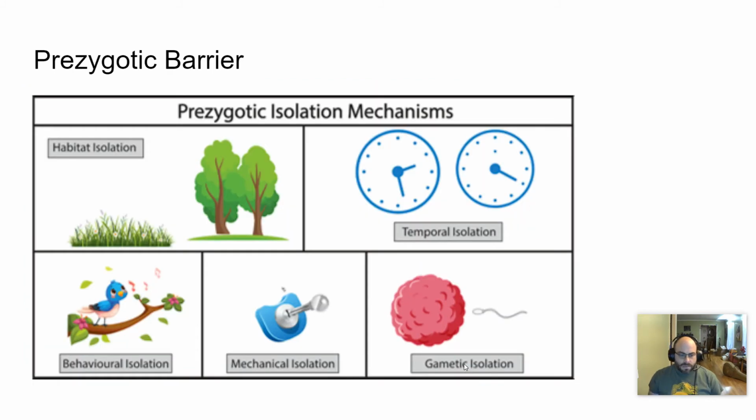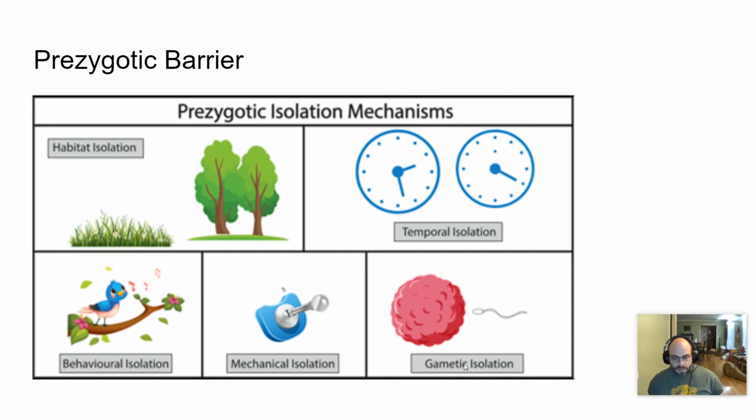Anyway, so let's talk about some prezygotic barriers. One is habitat isolation. This is when species live in different habitats. They rarely come in contact with each other. One lives in the grass, the other lives in trees. Some sort of adaptation has occurred to allow them to do better in the trees than in the grass. They're going to just never come in contact.